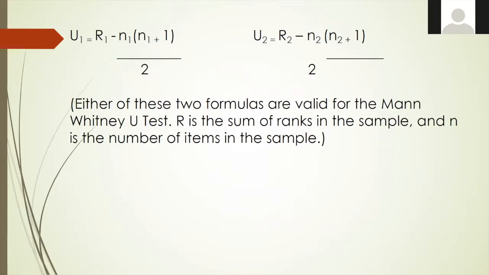Look at the formula. The first formula, U1 equals R1 minus N1 times (N1 plus 1) divided by 2. U2 equals R2 minus N2 times (N2 plus 1) divided by 2. Either of these two formulas is valid for the Mann Whitney U Test. R is the sum of ranks in the sample, and N is the number of items in the sample.